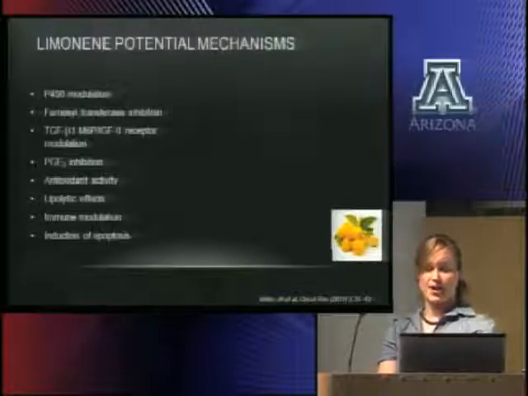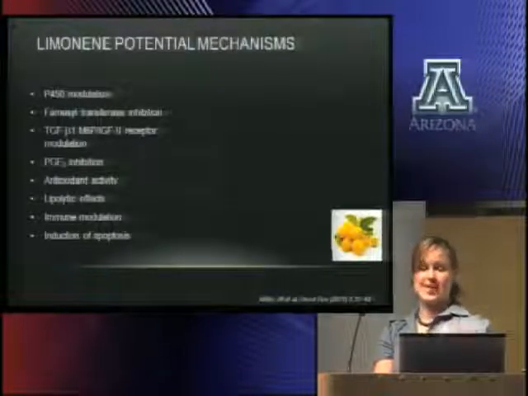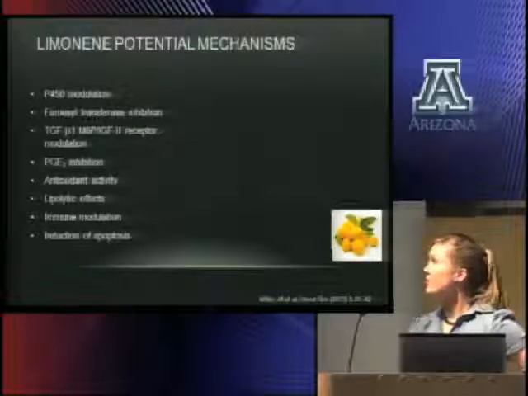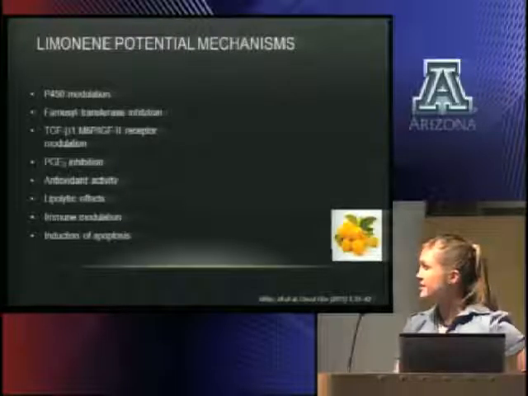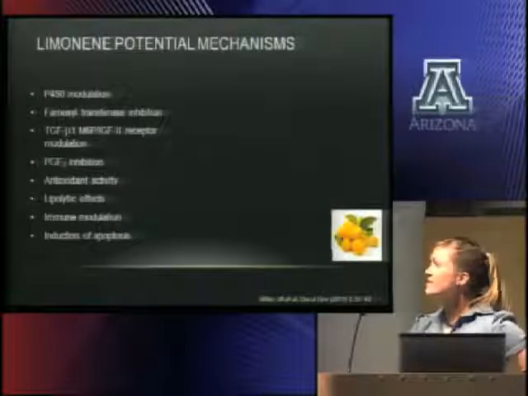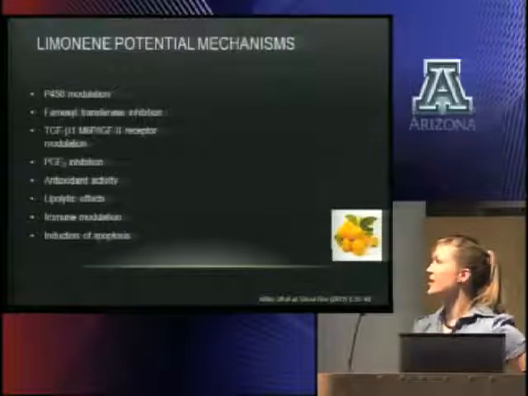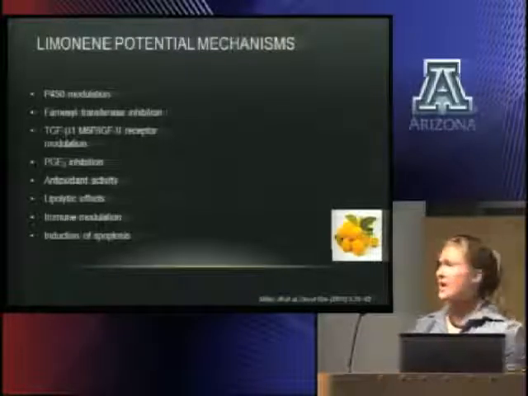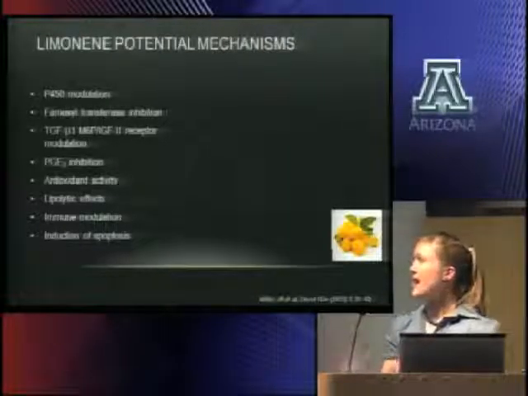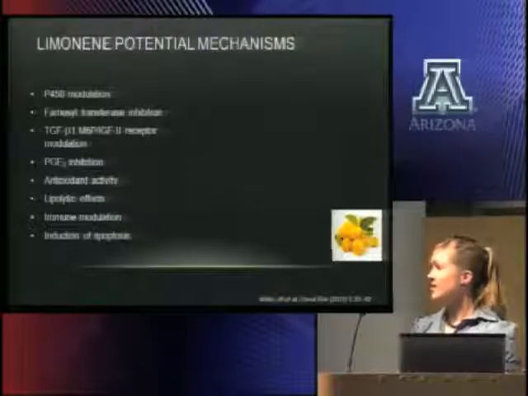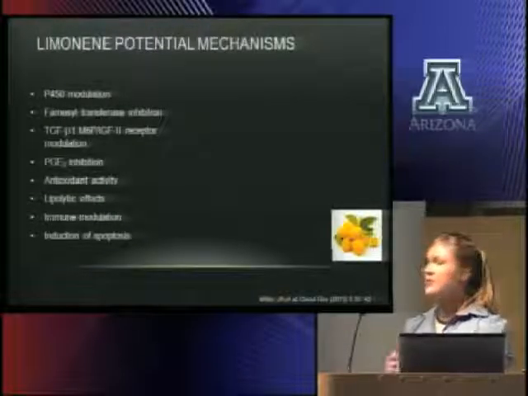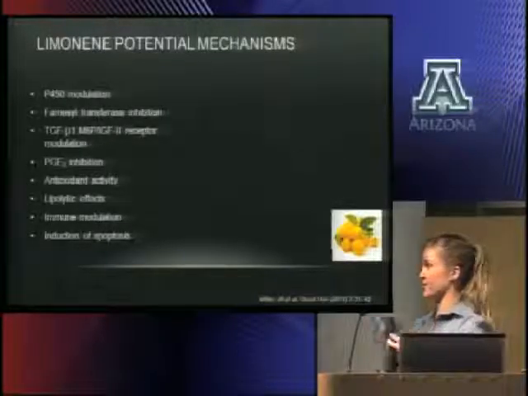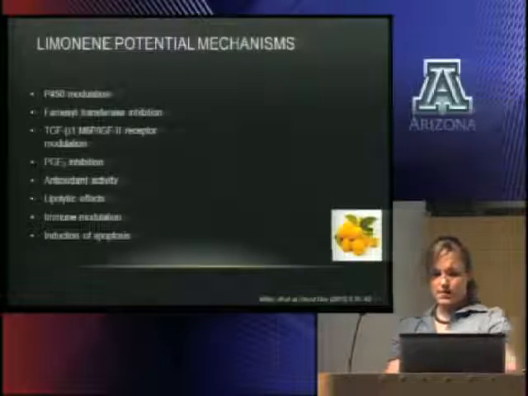Like every other bioactive food component or dietary intervention, limonene has a laundry list of mechanisms. These include P450 modulation, farnesyl transferase inhibition. The most convincing preclinical data is inhibition of the TGF-beta1 mannose-6-phosphate IGF-2 receptor. It also inhibits PGE2. It may have some antioxidant activity, has lipolytic effects. It's been proposed to be an immune modulator, and it induces apoptosis.